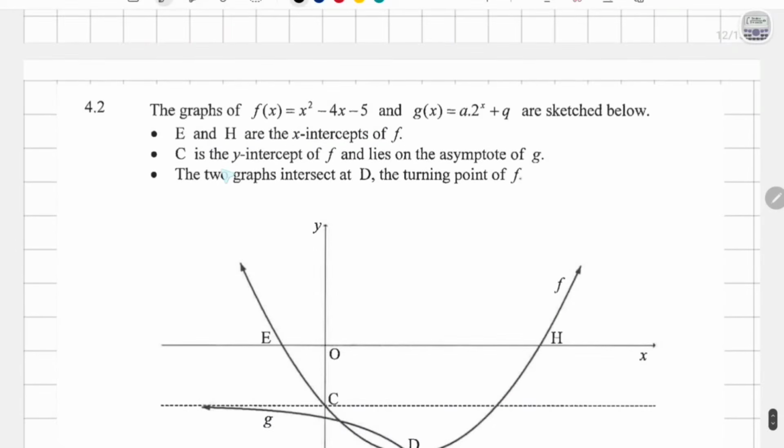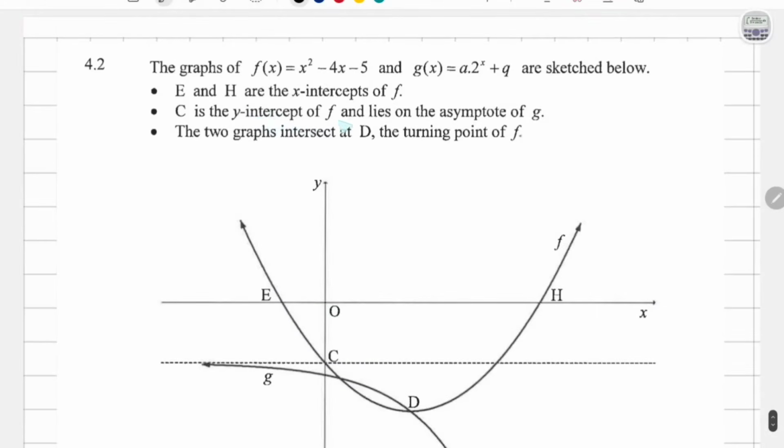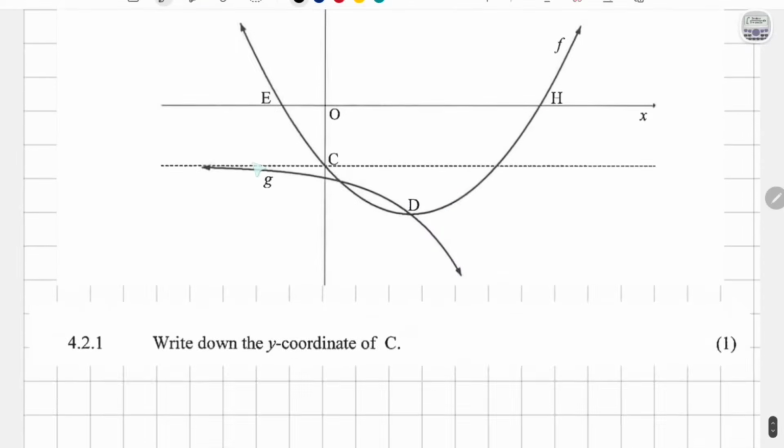Okay, and now they say that e and h are the x-intercepts of f. So we have e and h, x-intercepts. They tell us that c is the y-intercept of f, and it lies on the asymptote of g. So that's going to give us a lot of information about that asymptote, seeing that this is a y-intercept, so it has a y value. And then they say the two graphs intersect at d, the turning point of f. Okay, also going to give us a lot of information about this graph of g.